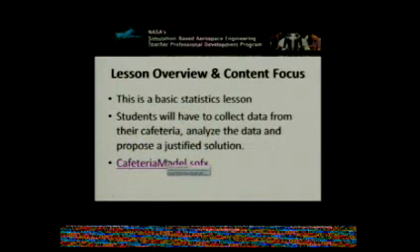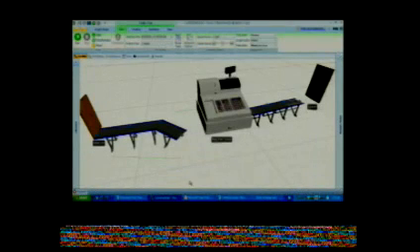By proposing a justified solution, that's something that's viable and that they can actually go through and make sense out of, using these statistics that we're going to talk about. So let's go ahead and take a look at the model that we've created in order to illustrate this cafeteria design that we want the students to look at.